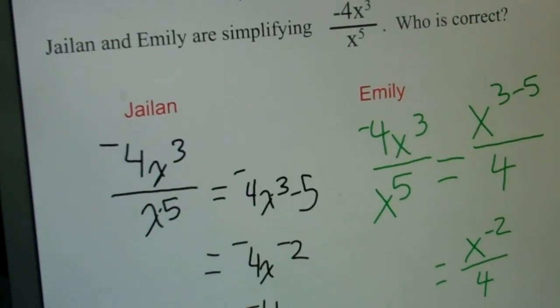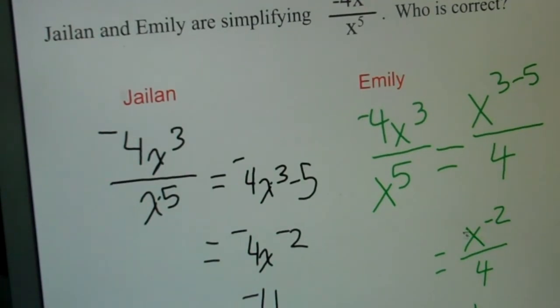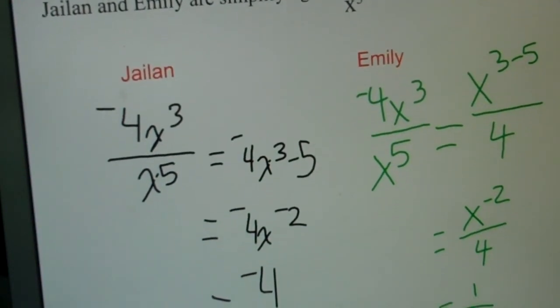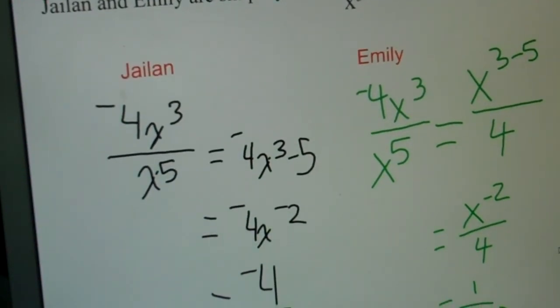Here's a toughie. Who's right? Jalen and Emily are simplifying negative 4x to the third divided by x to the fifth. Who's correct? Here's a look at their work. Take a minute, push pause, and see what you think. Okay, welcome back.